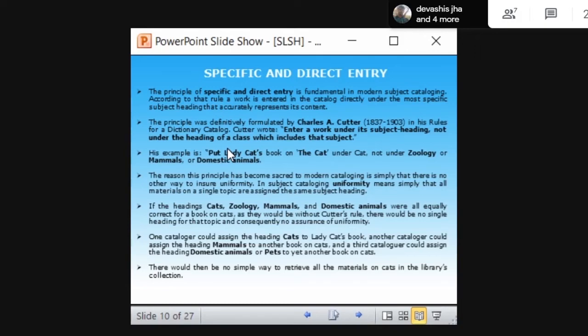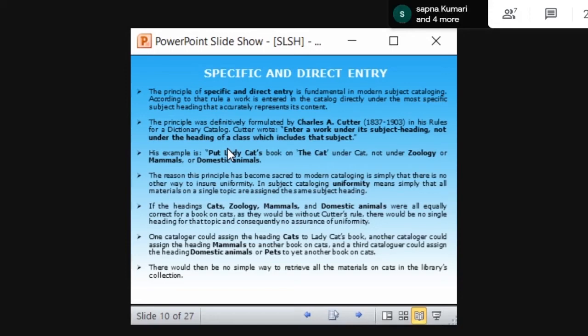It will cover broader aspects. So this is the concept of specific and direct entry. Be direct and be specific. Direct means here Lady's Cat is direct: the book is talking about cat, so I am assigning it directly to cat. Simple. The reason this principle became sacred to modern cataloging is simply that there is no other way to ensure uniformity. This is the best way to ensure uniformity.